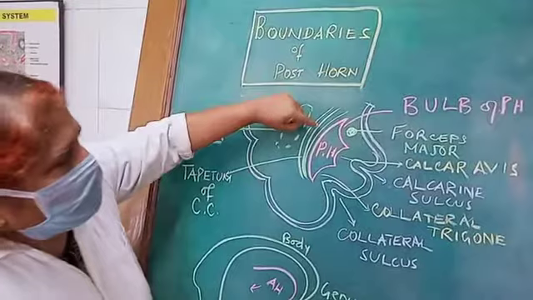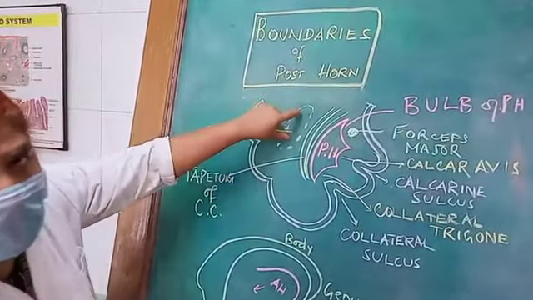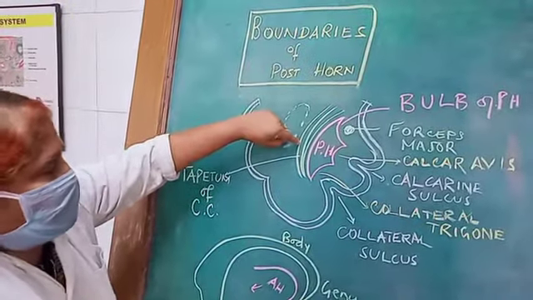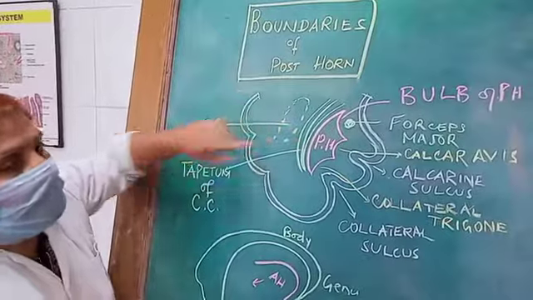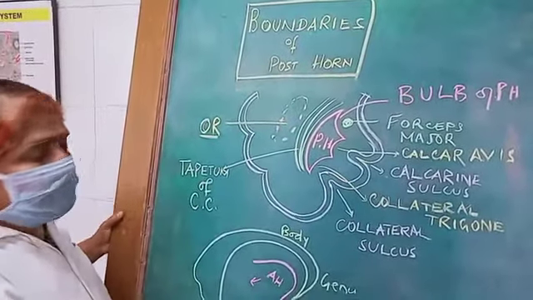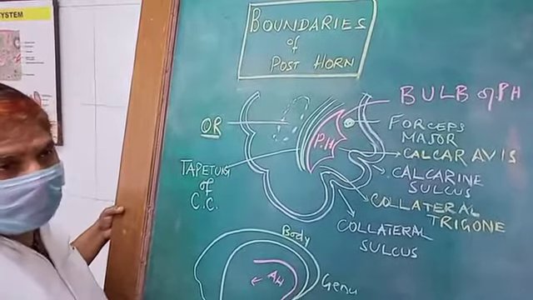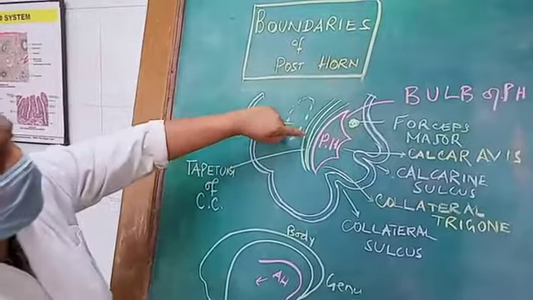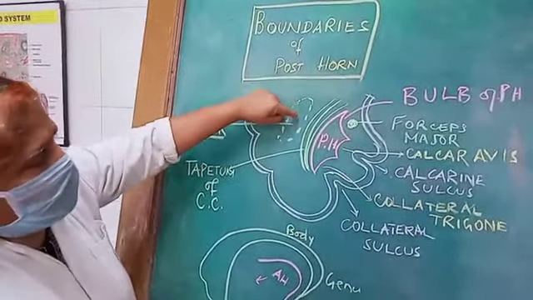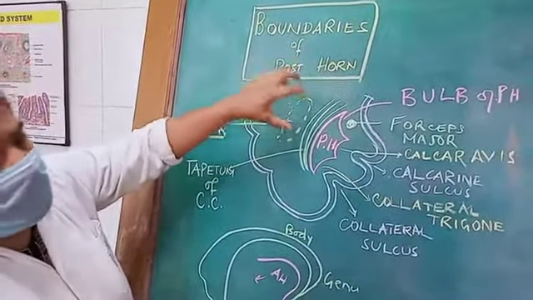Now what structure lies on the roof? On the roof lies the optic radiation fiber. So this is the optic radiation fiber. Then we will see this is called the tapetum of the corpus callosum. The fibers which are travelling from one side to the other side, the commissure fibers from one lobe to the other lobe through the splenium, that is called the tapetum fibers. So on the roof this is the tapetum. So optic radiation fibers and the tapetum will be forming the roof of the posterior horn.